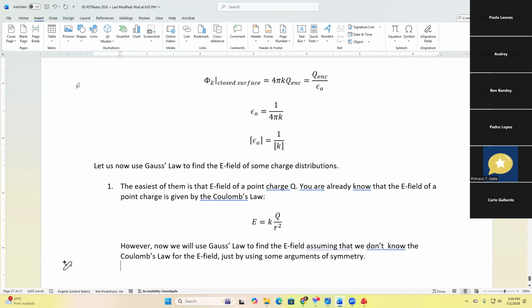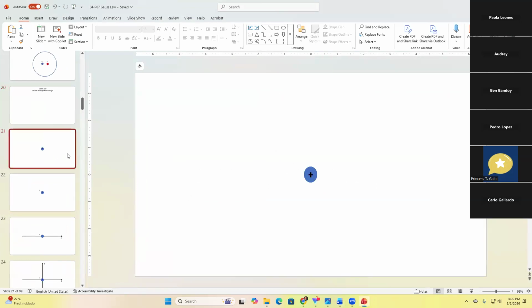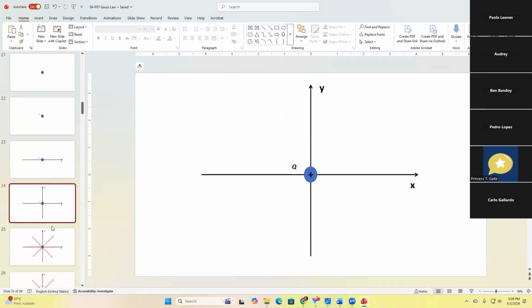So here we go. Let's go get it. Here we go. We have here the equation, right? We have a point charge. Here's my point charge. Point charge Q is a positive point charge. And I have to come up with my x-axis. Every problem in physics must have the x and y-axis.